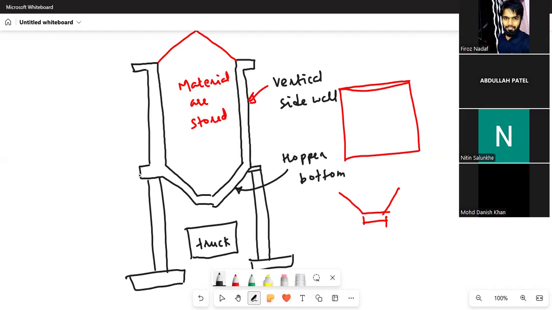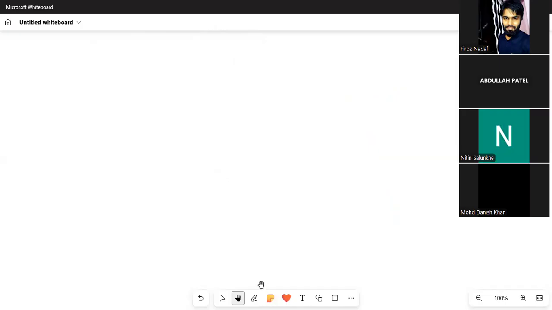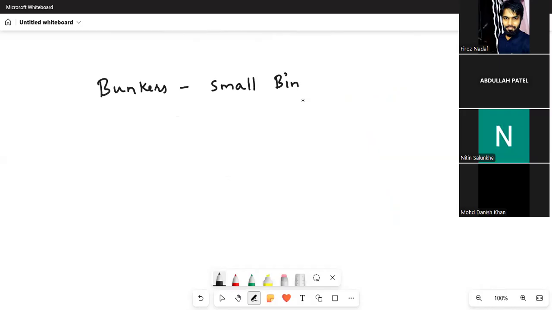So we will understand the difference between bunkers and silos. Usually bunkers are very small bins. Bunkers are known as small bins, small storage tanks. And the silos are the large bins. Large bins. Okay. So bunkers, it can be rectangular.